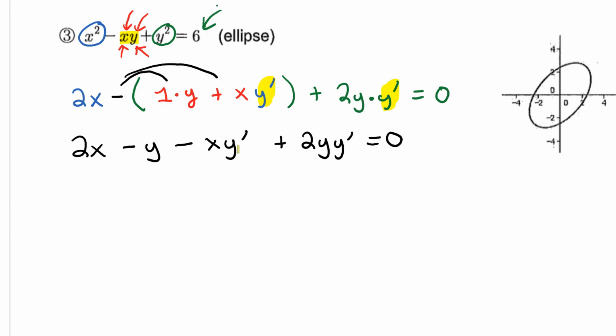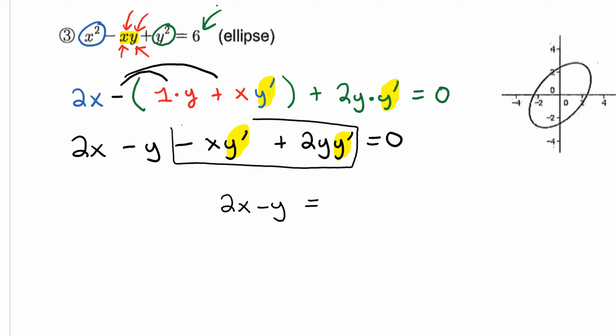Sorry, I'm just going to highlight the y primes here because the goal is to get the y primes by itself. And in order to do that, I'm just going to leave the 2x and the y on the left-hand side, and I will take all of this and move that to the right-hand side. So that's going to be x times y prime minus 2y y prime.